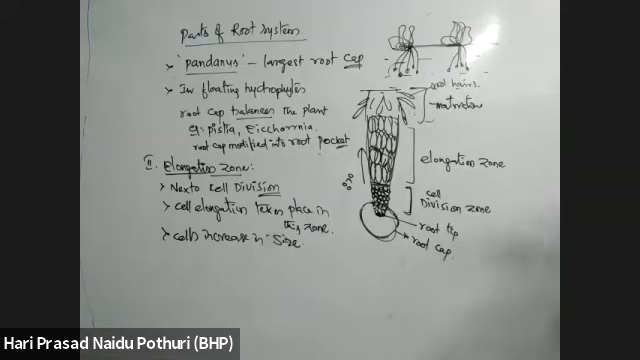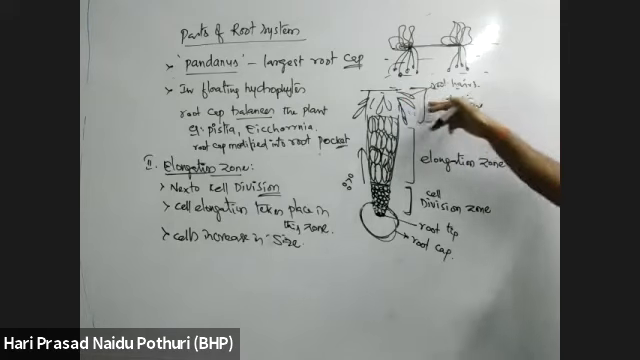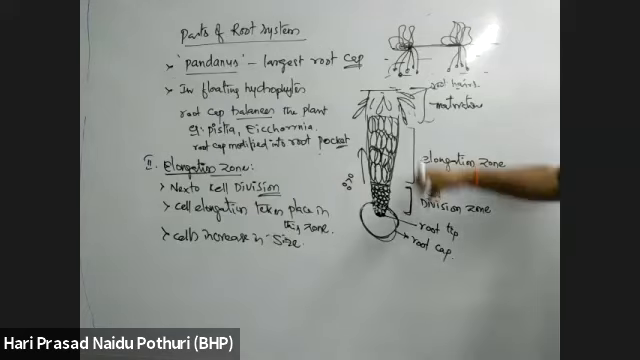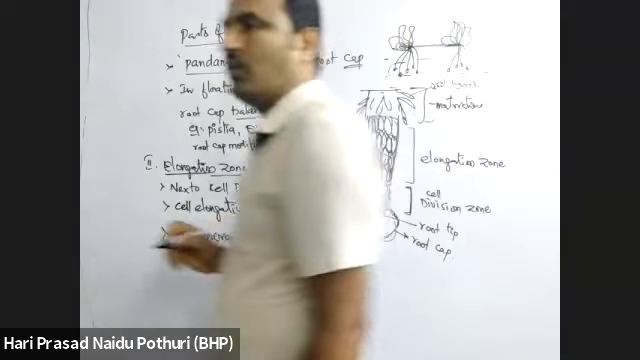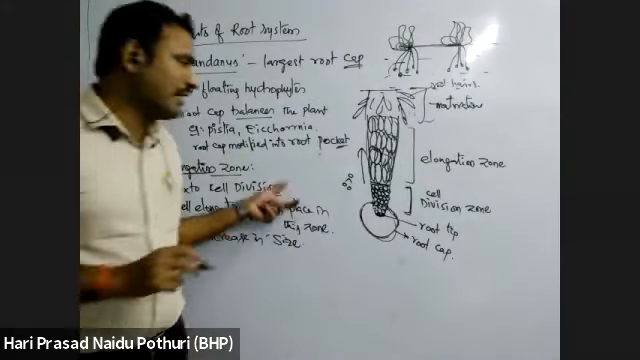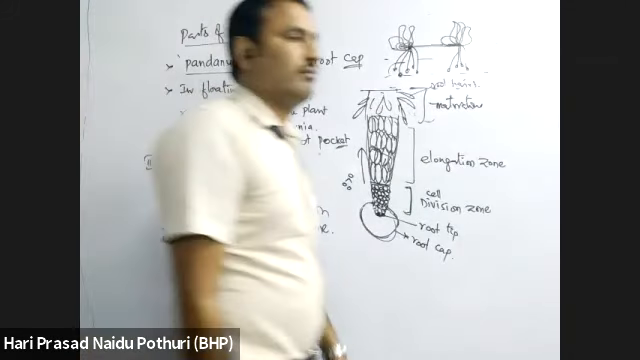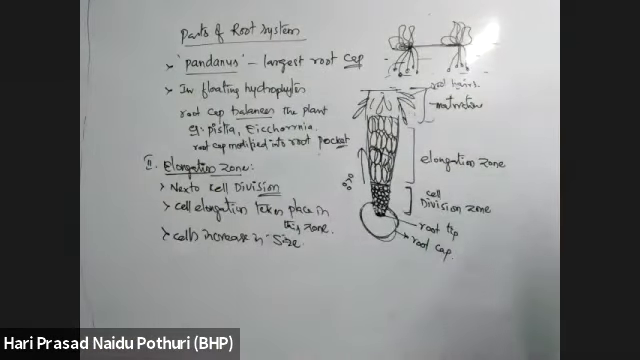We'll see when we go to the differentiation zone. You copy the two points, then we'll go to the differentiation zone. Very simple about the elongation zone. It is present next to the cell division zone, where it is responsible for increasing the cell size, so that cells elongate. They become ready for differentiation. Okay.